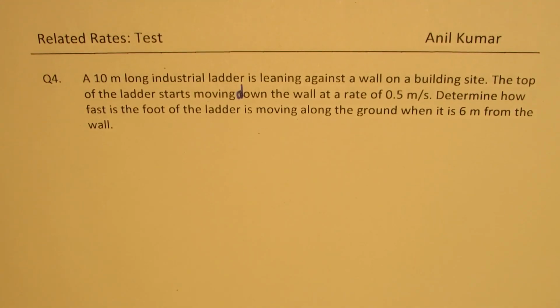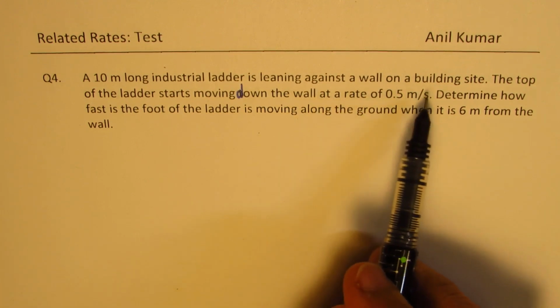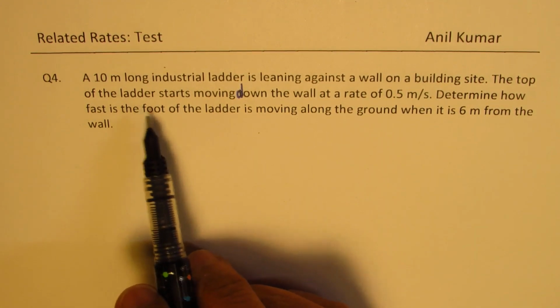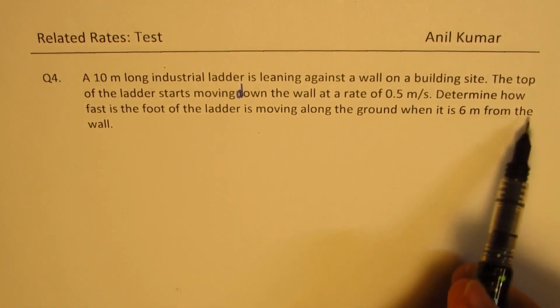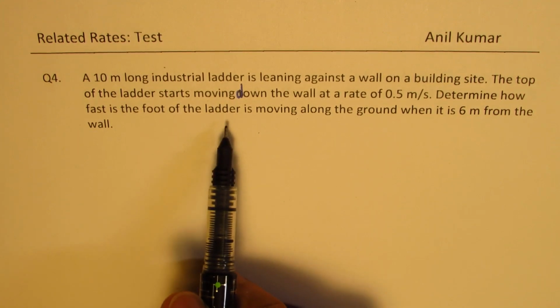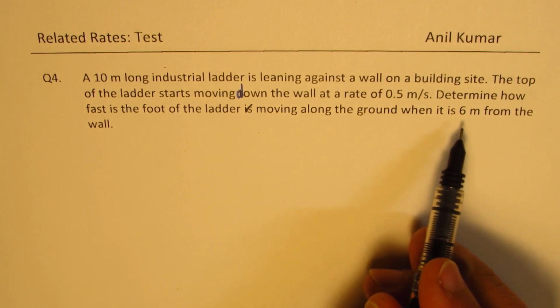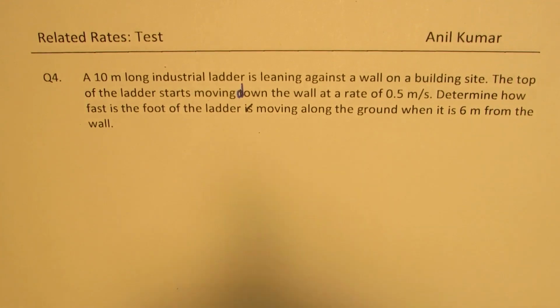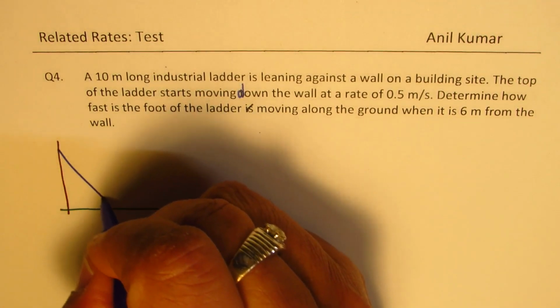Now let's take up question number 4. A 10-meter long industrial ladder is leaning against a wall on a building site. The top of the ladder starts moving down the wall at the rate of 0.5 meters per second. Determine how fast is the foot of the ladder moving along the ground when it is 6 meters from the wall. So let's make a small sketch here. Let's say that is the wall, and this is the ground. Ladder 10 meter long is kind of like this. Okay.